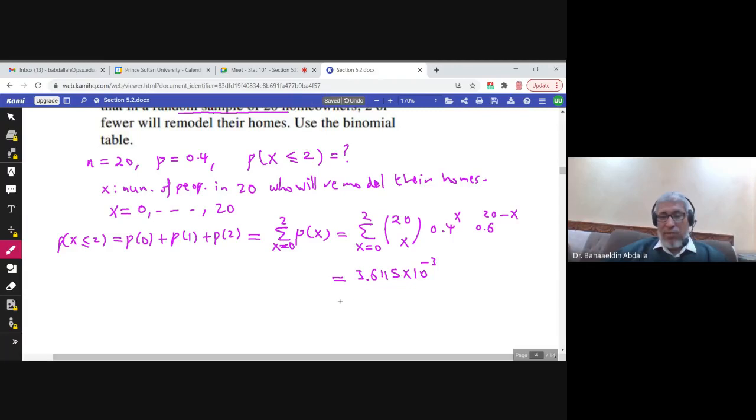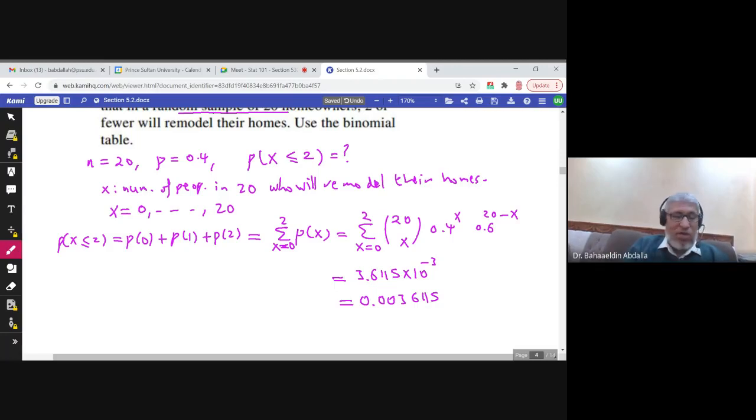Okay, what is the meaning of negative 3? It means you have to move this point 3 places to the left. So I'll have 0, 0, 3. So the point was here. I moved it 3 places to the left, and then I have 6, 1, 1, 5. This would be the answer, the probability.